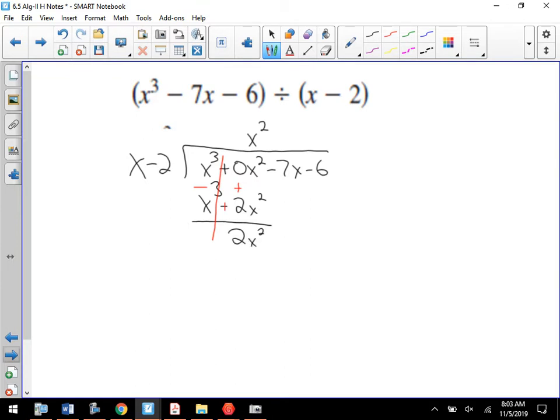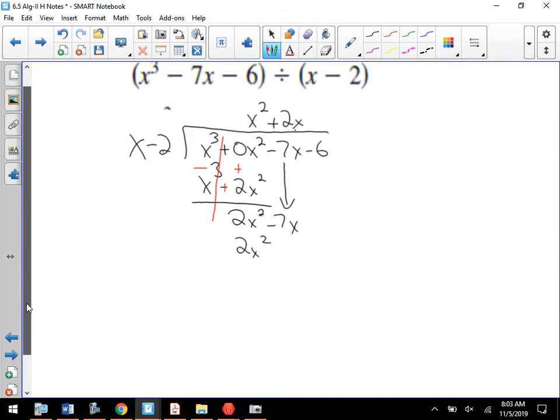Now what do you think I need to do? Take a guess. Bring down the negative 7x. Good. So just like before, I want to now eliminate that 2x squared, which means I've got to figure out what do I multiply x by to turn it into 2x squared? 2x. Good. Is it positive or negative? Positive. I want to keep the same sign. So I multiply this by 2x. So 2x times x is 2x squared. Good. 2x times negative 2 is negative 4x. Good.